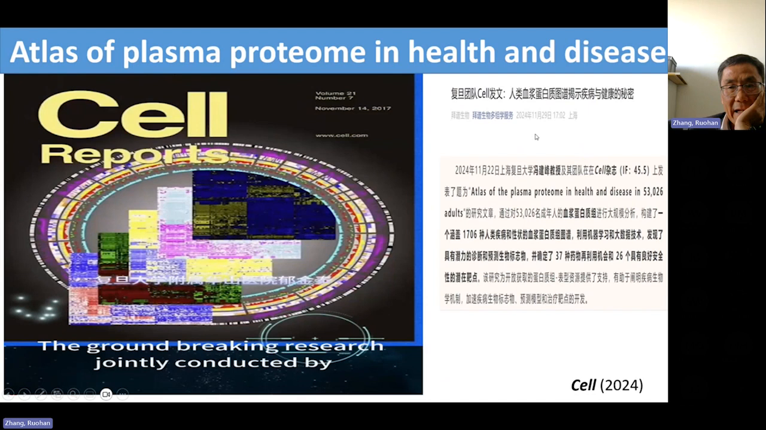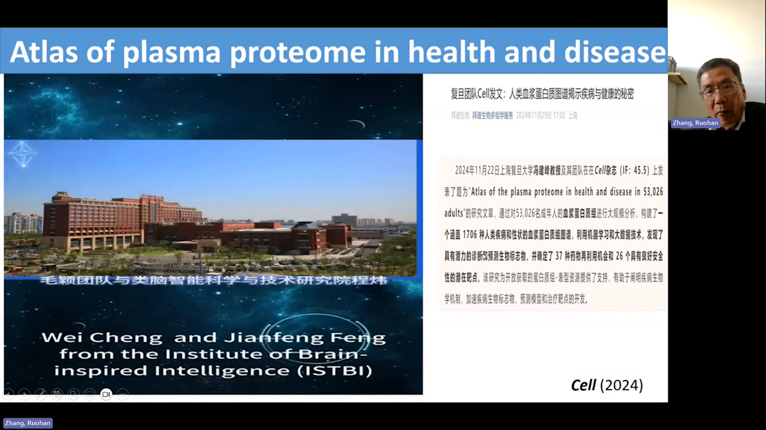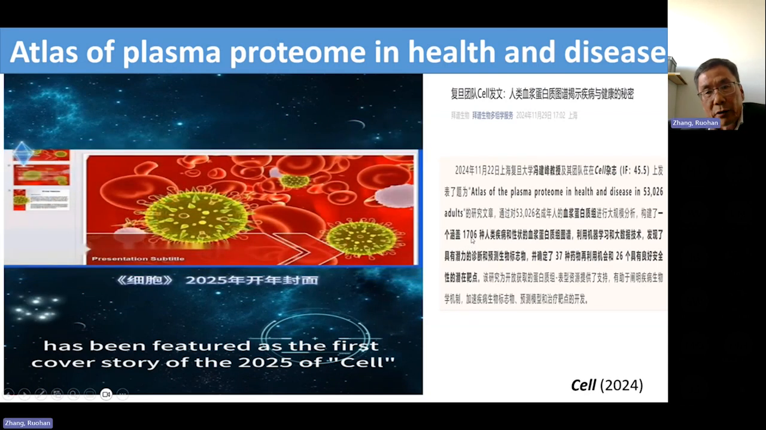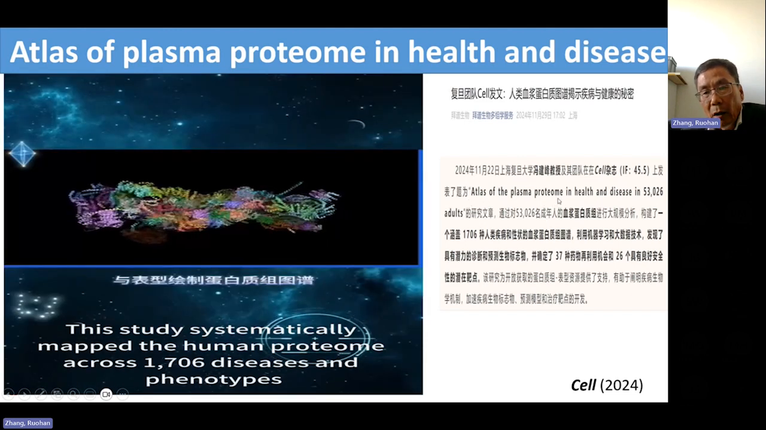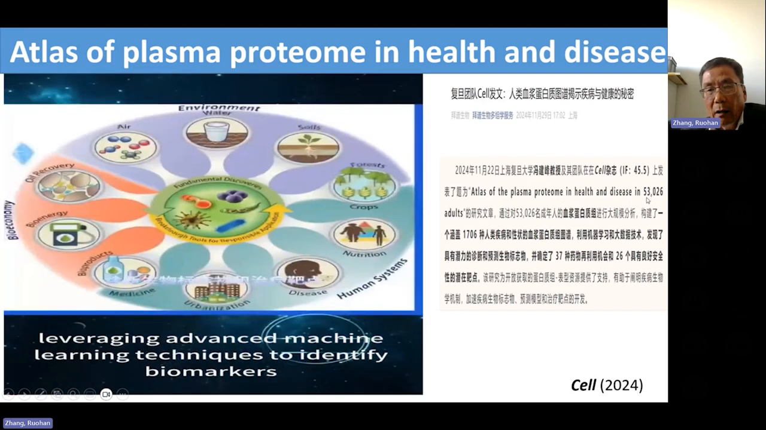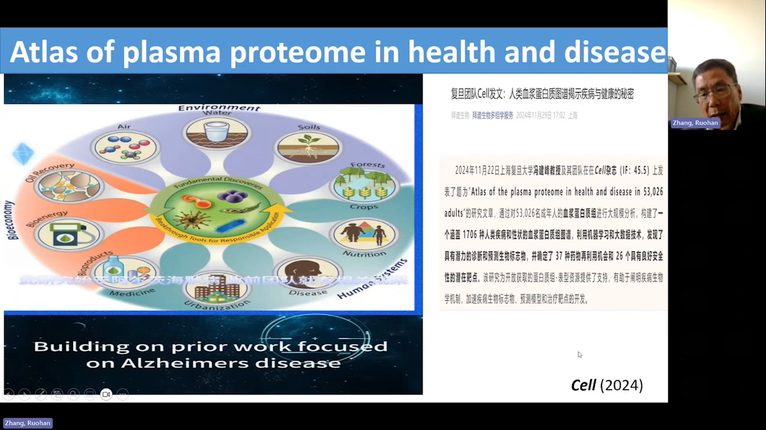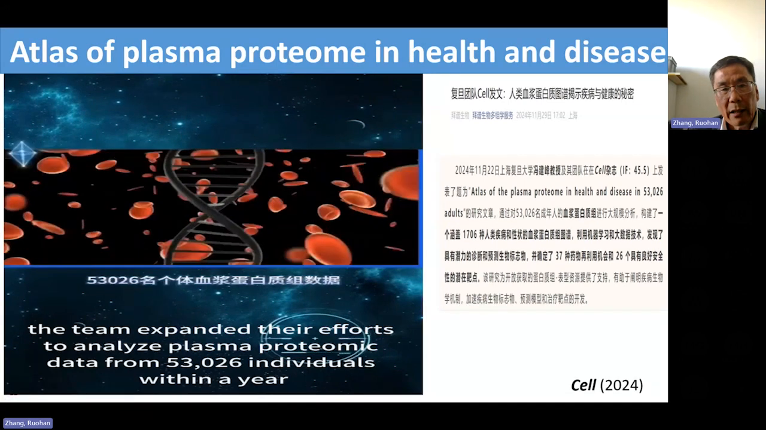I will not go into the details of the paper, but someone made a movie for us about our Cell paper. Essentially we look into around 2000 diseases, and we developed this atlas of plasma proteomics in health and disease for 50,000 people. So we do extend our research to the whole body.